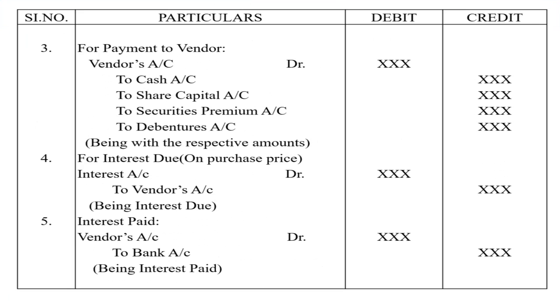If the debit exceeds the credit, the difference should be credited to capital reserve account. Then the third entry, for payment to vendor: Vendor account debit, to cash or bank account, to share capital account, to securities premium account, to debentures account. Then for interest due: Interest account debit, to vendor account. If the interest is paid, then the entry will be: Vendor account debit, to bank account.